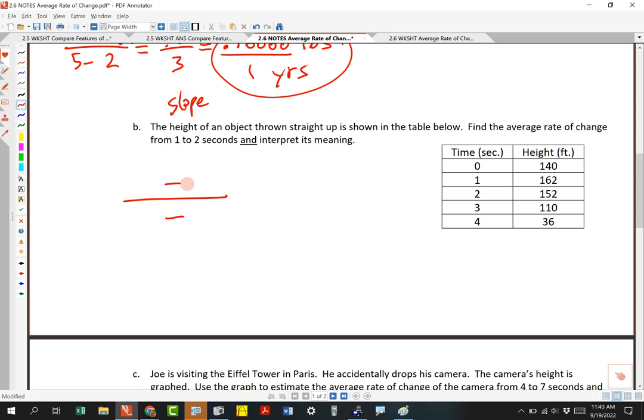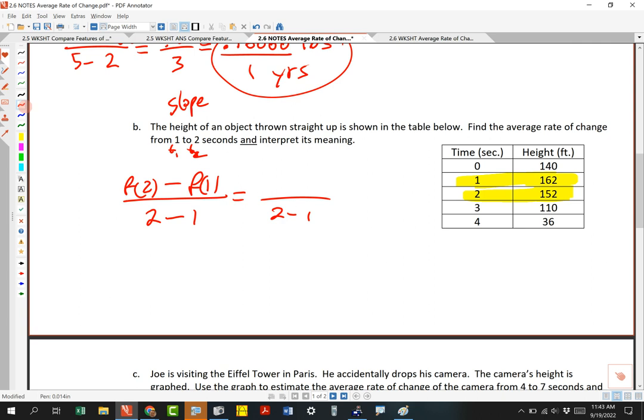It is x2 minus x1. What is x2 in this case? We're actually talking about time 1 and time 2. So time 2 is 2 seconds. Time 1 is 1 second. And then I need f of 2 minus f of 1. What's the function value at 2? Function value at 2, 152. Function value at 1, 162.